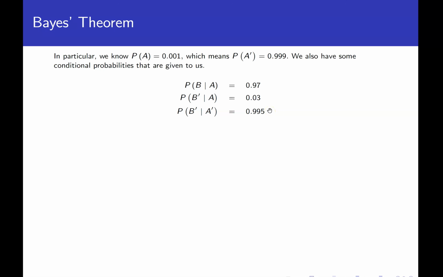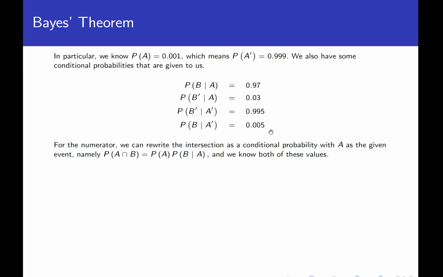Likewise, we know that the test is 99.5% accurate when you don't have the condition. So if you don't have the condition, the probability that you don't test positive is 0.995. So that means that if you don't have the condition, the probability that you test positive is 0.005. And again, these two are either-or situations, so they have to add up to 1.